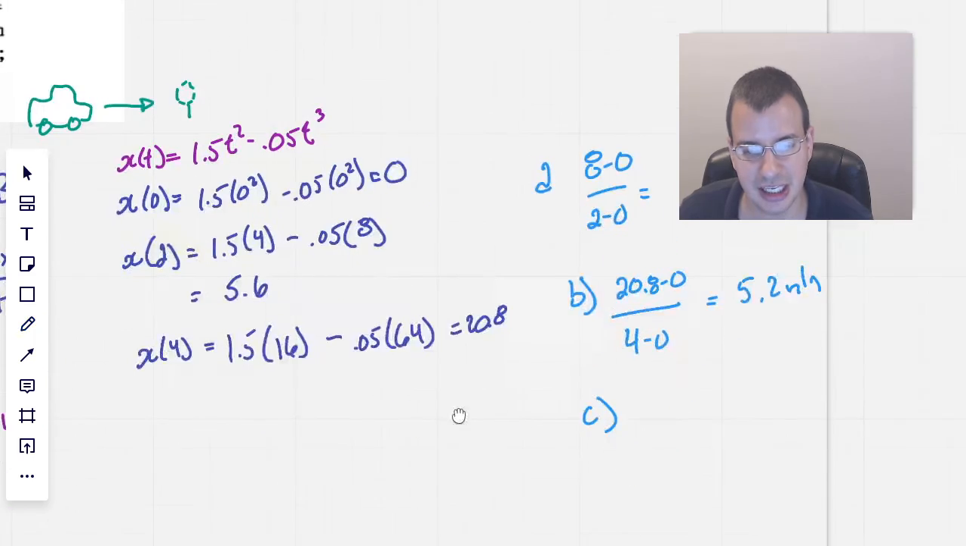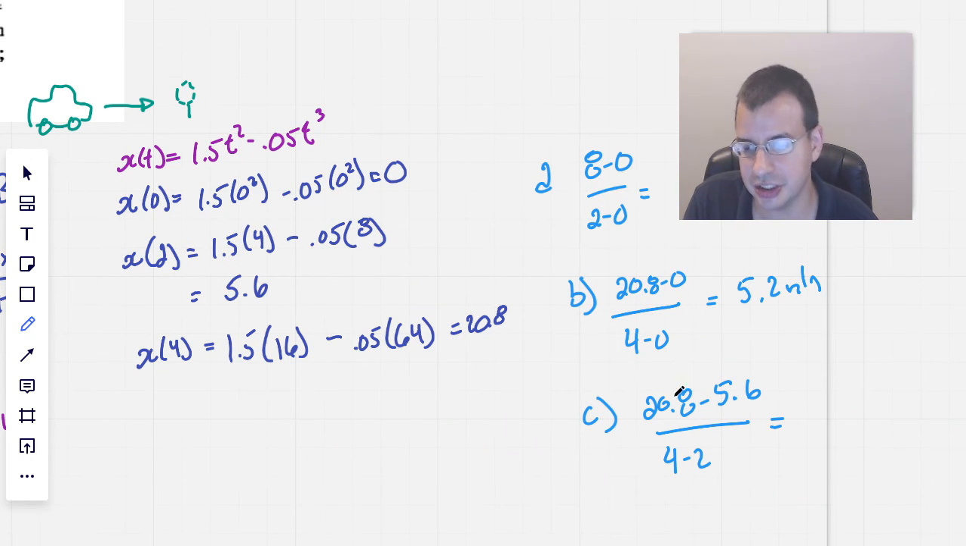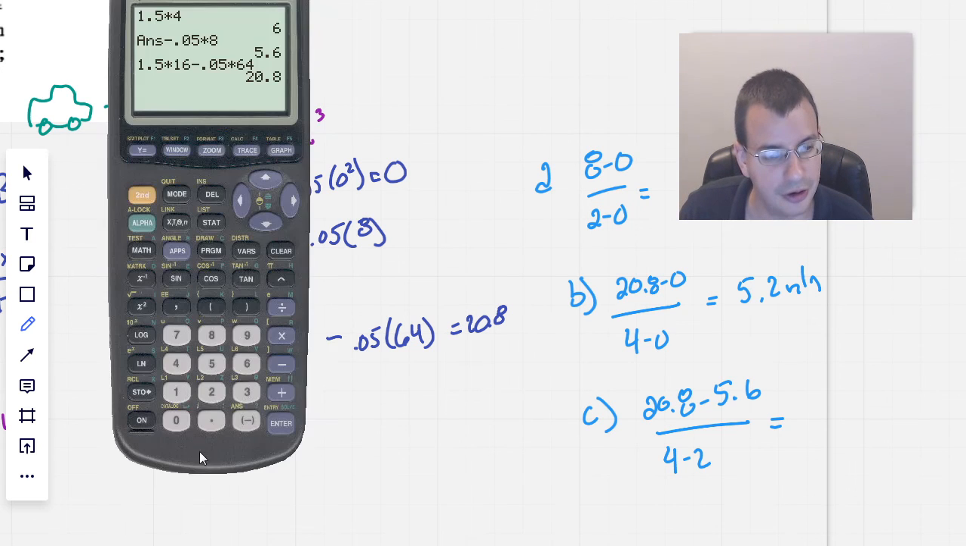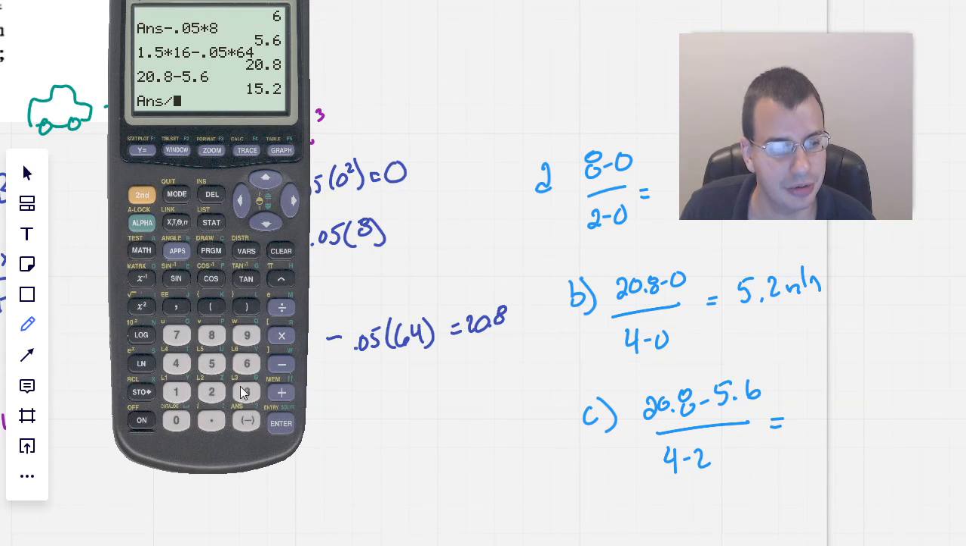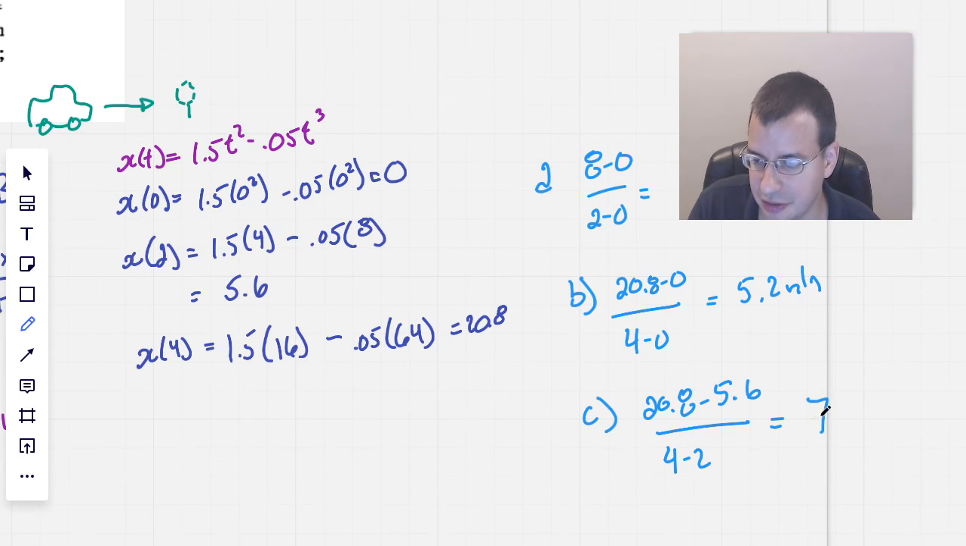And then for C, which is between 2 and 4, we have 20.8 minus 5.6 all over 4 minus 2, which is going to be 15.2, I think. I should use the calculator. 20.8 minus 5.6 is 15.2, divided by 2, is 7.6. 7.6 meters per second.